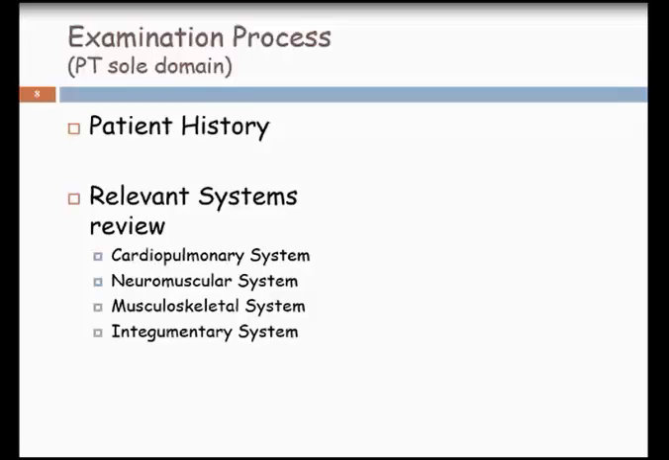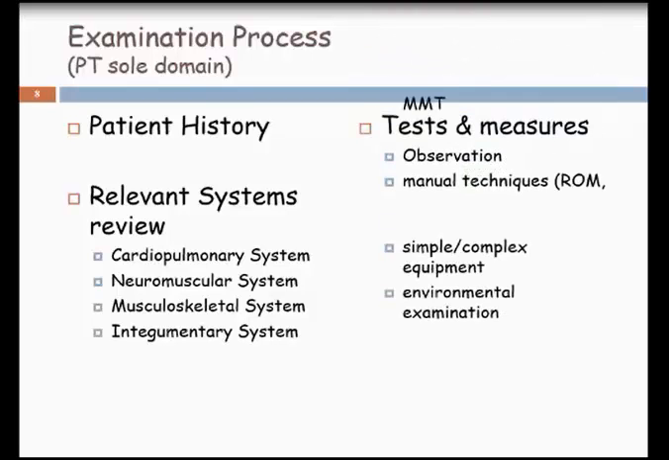After the relevant systems review, the PT will conduct tests and measures for the main issue for which the treatment is sought. This can include observation, manual techniques such as range of motion, manual muscle testing, examination of joint play and soft tissue mobility, and it also can include environmental examination. So, for example, in the case of the patient with a total hip replacement, the PT will observe their ability to move in bed, ambulate, and balance. They would also take range of motion measurements of the affected joint and strength tests of the lower extremity, upper extremity, and trunk muscles to determine at what level of intensity rehabilitation will commence.